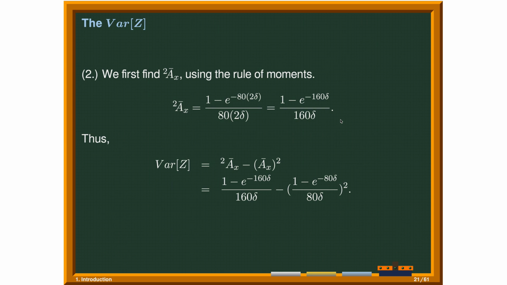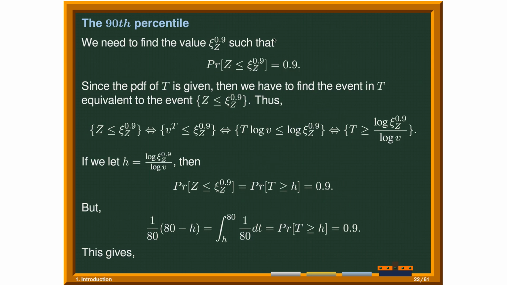And then we also want to get the 90th percentile, okay, of the distribution of z. So it's denoted by this representation, psi sub z to the 0.9. So that 90th percentile is the value of this quantity that satisfies this equation: that the probability that z is less than or equal to the 90th percentile is equal to 0.9.